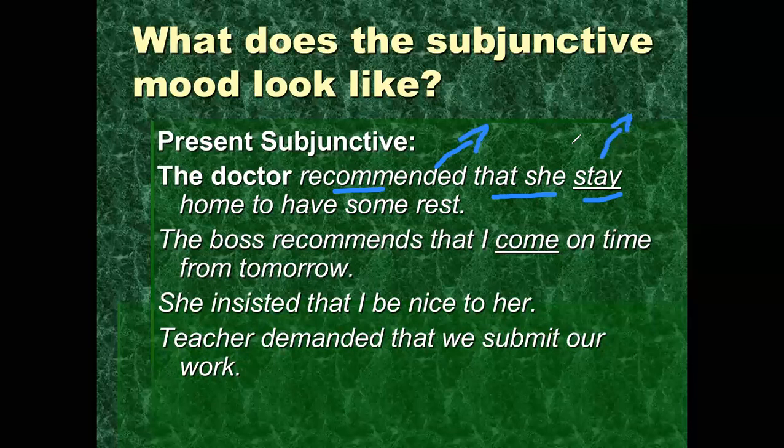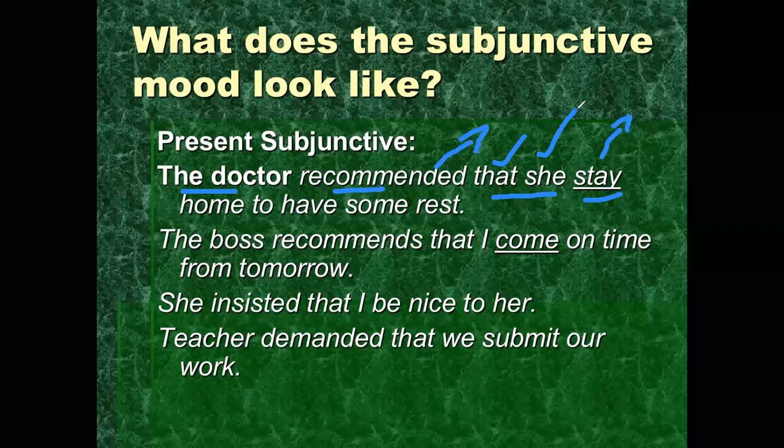Another thing which we really need to understand is that the sentences in the subjunctive mood are comprised of two clauses. The doctor recommended is the main clause because here the doctor is the subject and recommended is the verb. That she stay home to have some rest is another clause because it's beginning with a subordinator, and that is called that, and it has got a subject, so it is another clause and it cannot stand on its own, so it is depending on the first clause, which is the main clause.